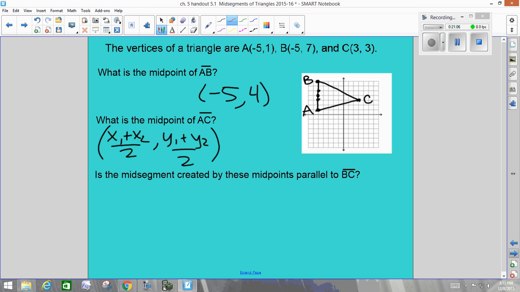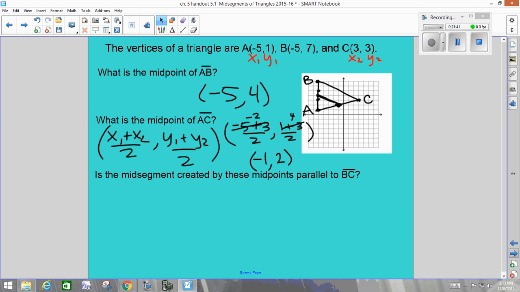So we're trying to find it for AC. So A is going to be my first point. C is going to be my second point. So when I plug them in, -5 plus 3 over 2, comma 1 plus 3 over 2. Simplify, what's -5 plus 3? -2 divided by 2. Good. 1 plus 3 divided by 2. 2. All right. -1, 2. So when I connect the midpoints, I get that mid-segment there.